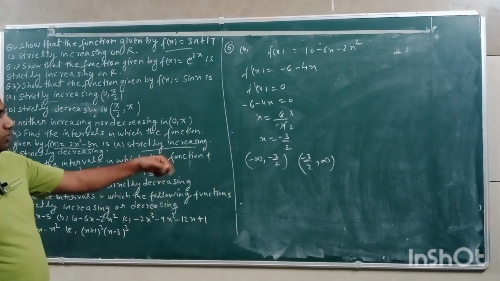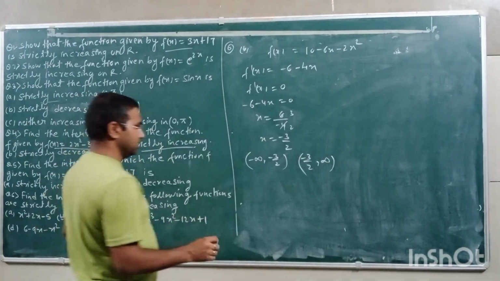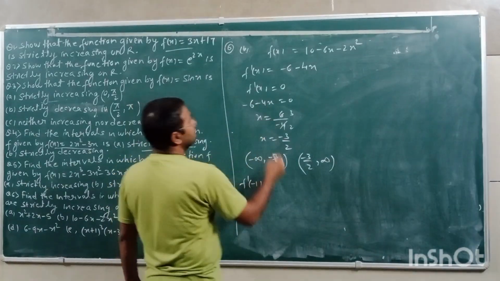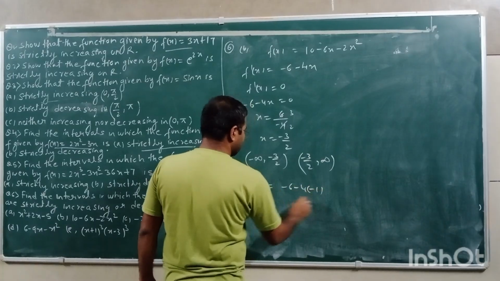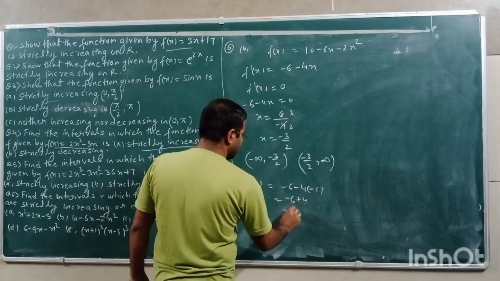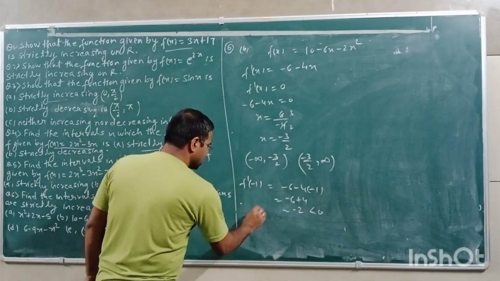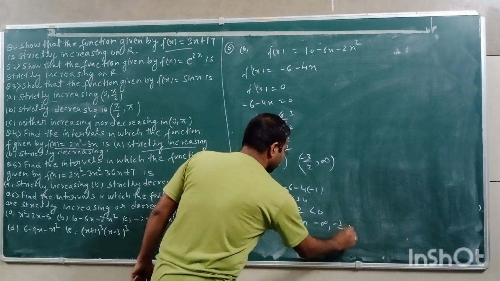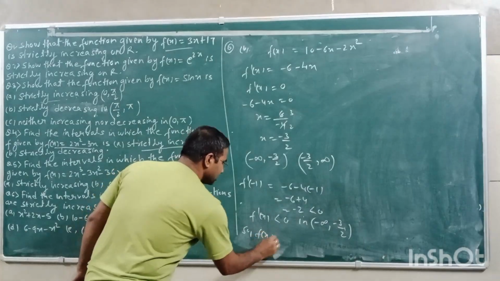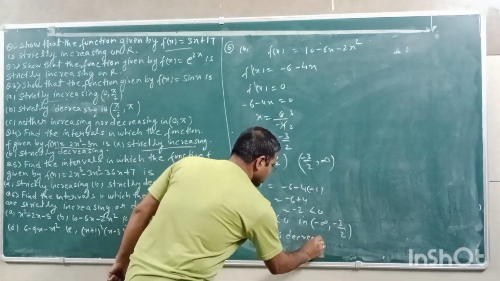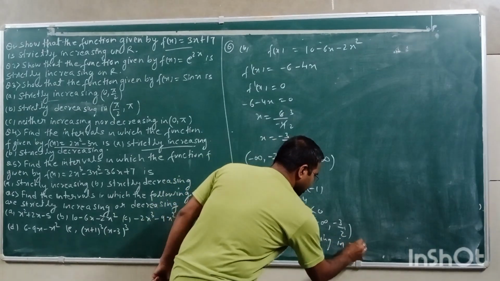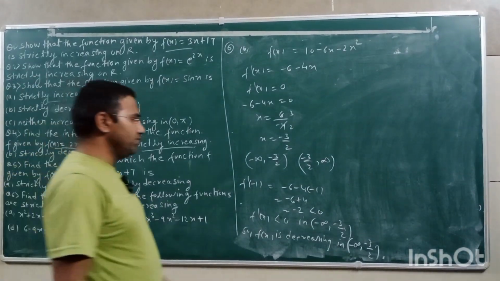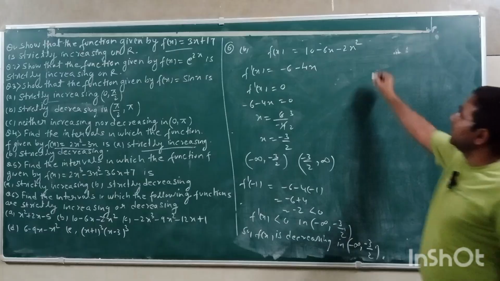Okay. Now we have to check in which interval it is increasing and in which interval it is decreasing. Then f dash, suppose before this we take minus 1. So put minus 1 and check. Minus 6 minus 4 into minus 1. Then minus 6 minus minus 4 gets plus 4. Then minus 2 is coming, less than 0. It means f dash x is less than 0 in the interval minus infinity to minus 3 upon 2. So fx is decreasing in minus infinity to minus 3 upon 2. So see here, in this way you will tell that fx is decreasing in minus infinity to minus 3 upon 2.